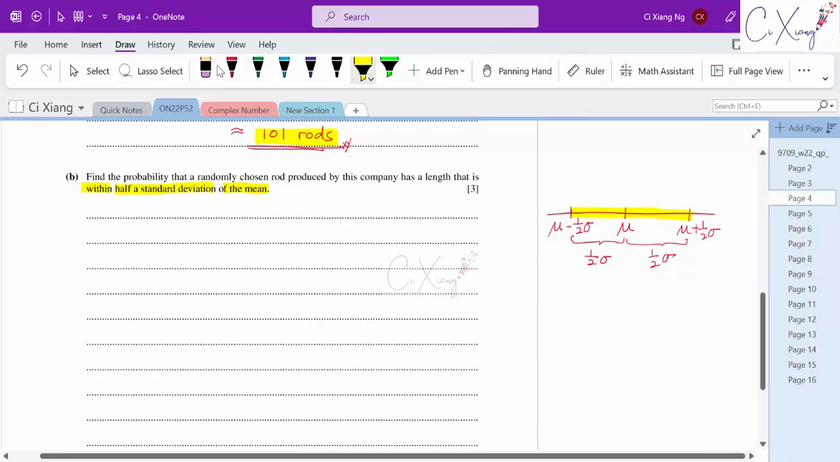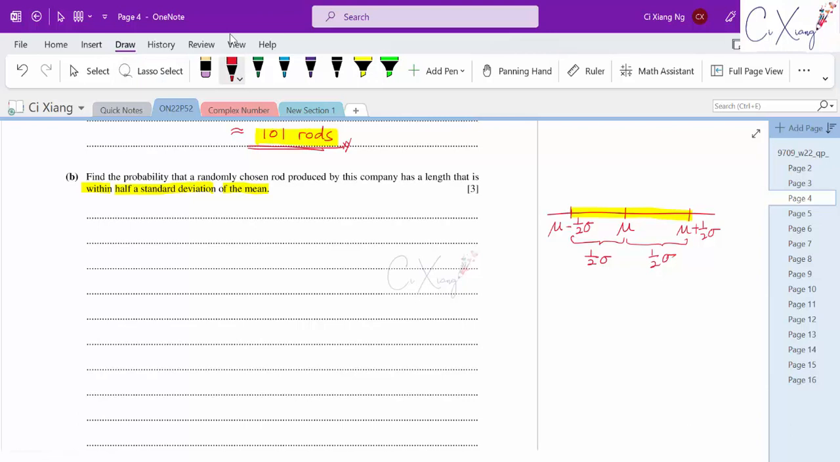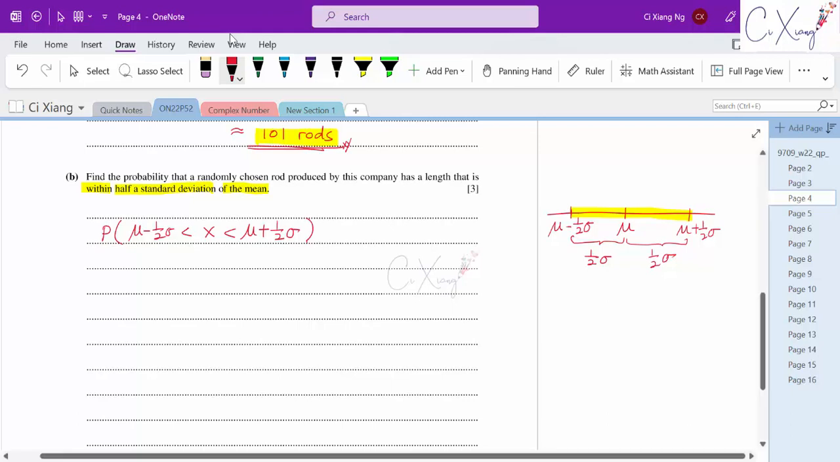Okay, therefore again we are doing the same thing. We try to write it out in symbol form. We want to find the probability for the values of x that are larger than mu minus half standard deviation and smaller than mu plus half standard deviation. Again, we are still in the normal distribution question, right?